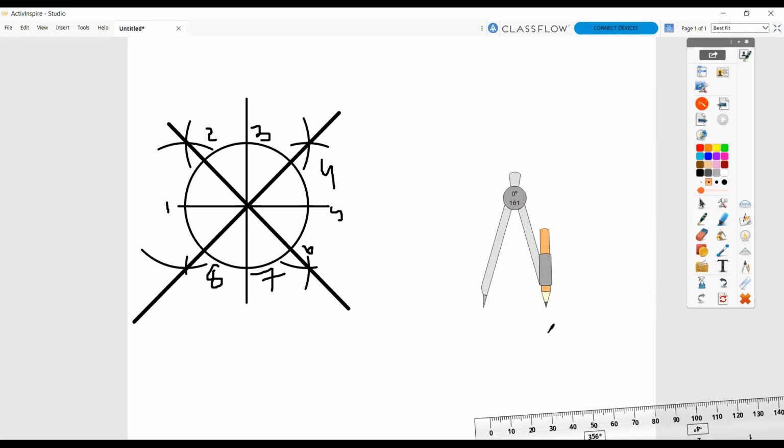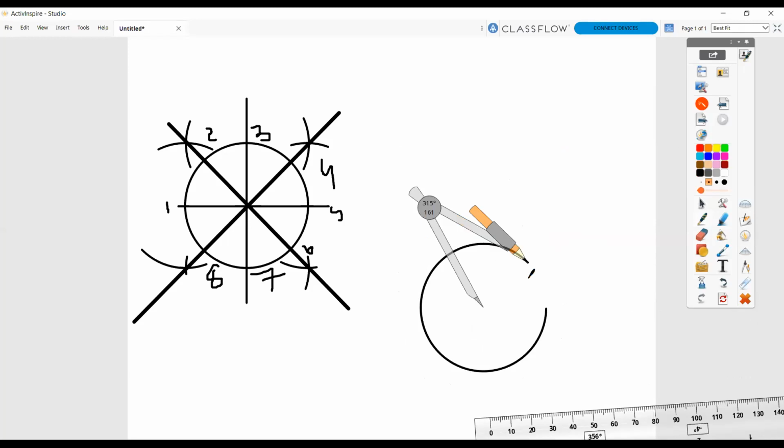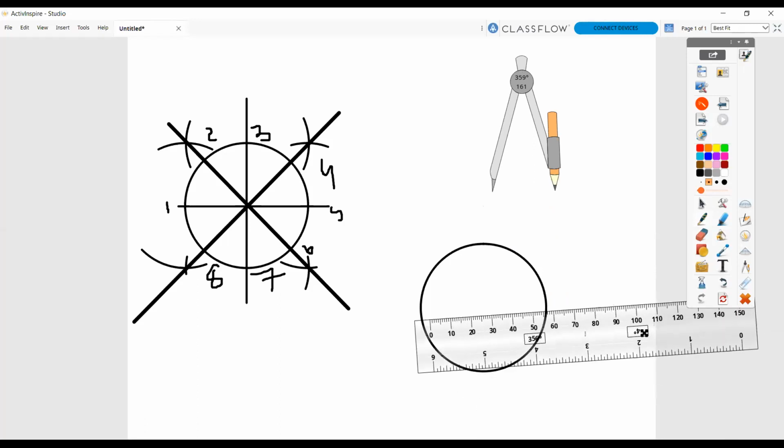And now I'm going to make the circle of 60 mm diameter. This is a circle of 60 mm diameter. Now the next step is what? Next step is you have to make the vertical and horizontal line. So for that you need to use the scale.